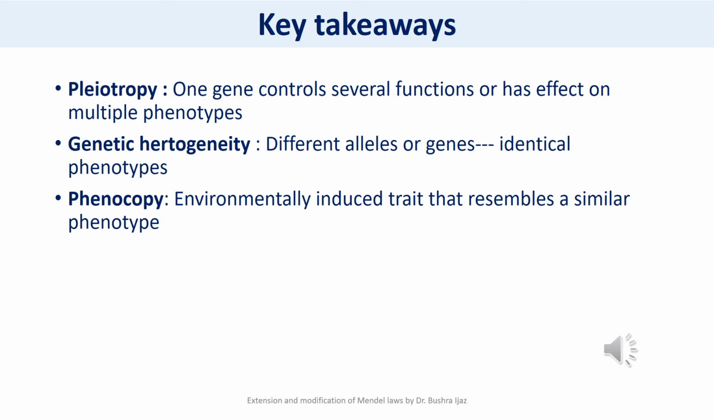Then we have genetic heterogeneity, in which different alleles or genes produce identical phenotypes, and it has two types. We have allelic and we have locus heterogeneity. And finally, we discussed phenocopy. And as I explained to you, phenocopies are the environmentally induced traits that resemble a similar phenotype produced by a gene mutation or a genocopy.